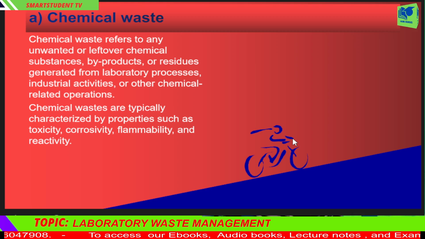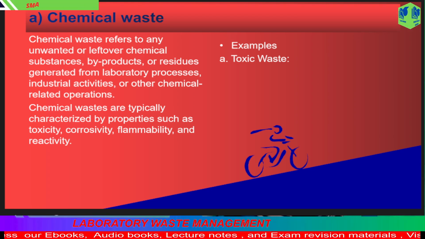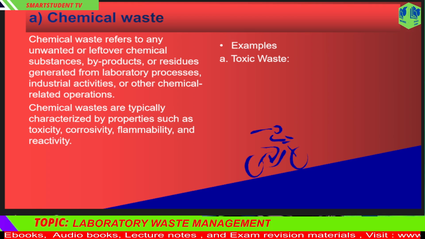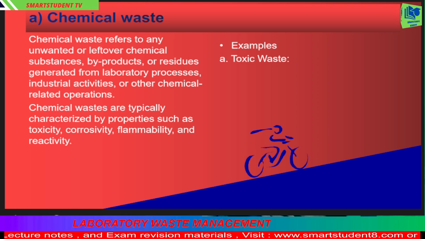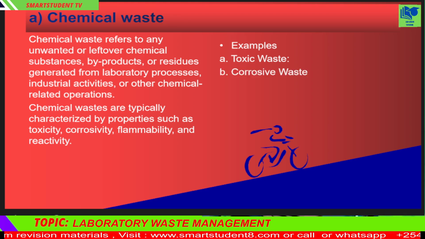2. Types and examples of chemical waste. Chemical waste can be categorized based on its properties and hazards. The primary types include A. Toxic waste, substances harmful or fatal when ingested, inhaled, or absorbed through the skin. Example: mercury compounds, lead salts, cyanides, etc. B. Corrosive waste. Chemicals that can destroy or irreversibly damage other substances upon contact. Example: sulfuric acid, hydrochloric acid, sodium hydroxide, etc.